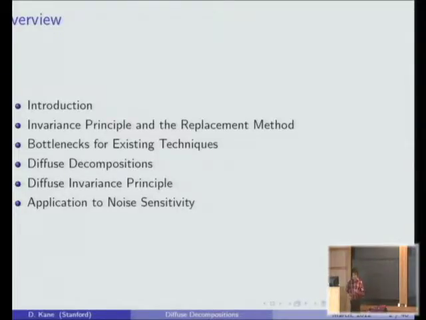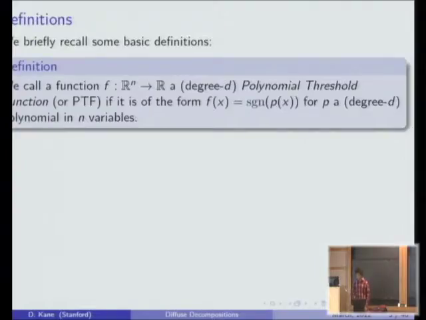After going over how this technique works in some detail, I'll talk about where the bottlenecks lie in the existing techniques. From there, I'll talk a little bit about what we might try to do to get around these bottlenecks. This leads us to the meat of the talk, the actual discussion of this theory of diffuse decompositions. From there, I'll talk about how to use this theory to prove a better version of the invariance principle. And then I'll give a brief application to the noise sensitivity of polynomial threshold functions.